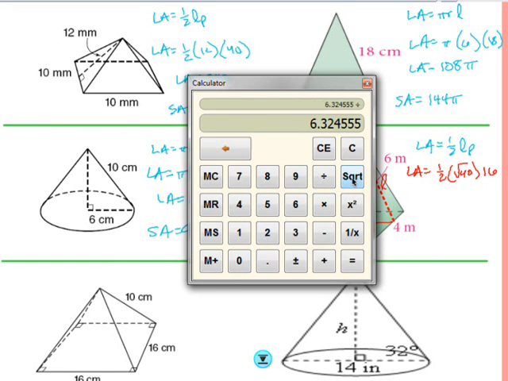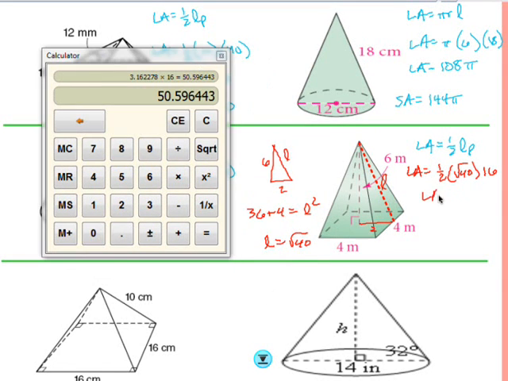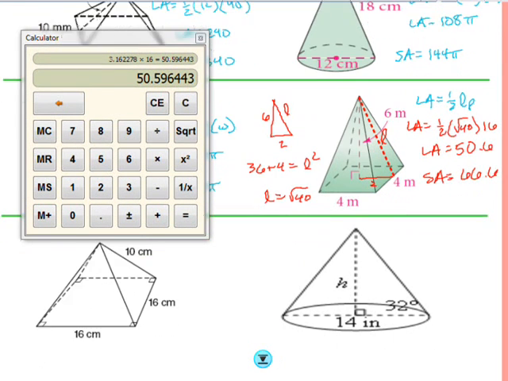I'm going to divide it by 2 and multiply it by 16, and let's just say 50.6. So the lateral area is 50.6. Now the surface area is just the lateral area plus the area of the base. That's 66.6. Yikes, not a good number to come up with in math, but whatever.